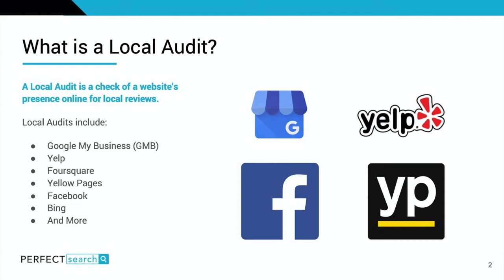When going through a local audit, you're really going to look at the main players, which is going to be Google My Business, which is especially the important one. But we're also going to take a look at Yelp, Foursquare, Yellow Pages, Facebook, Bing, and then what other relevant sites a client might have or might be working with.